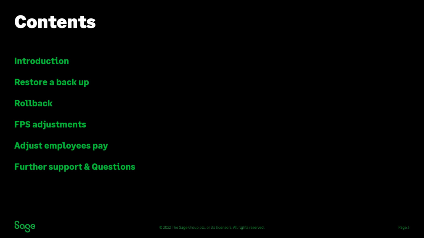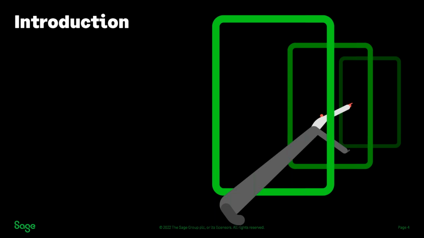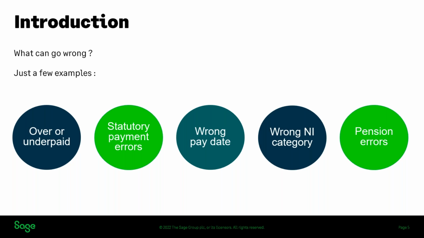So let's get started and we'll have a look at an introduction. So what can go wrong first and foremost? We've got a couple of examples here, although there are many examples out there of things that can go wrong, but here are a few of the more common ones. Firstly, we have over or underpaid.